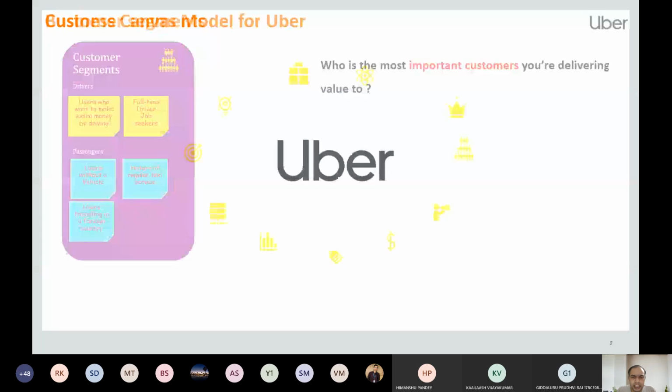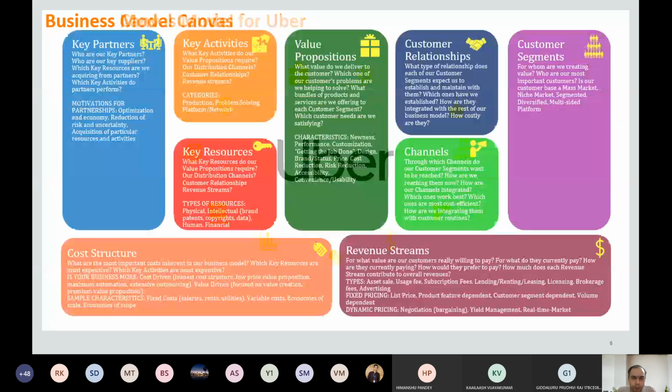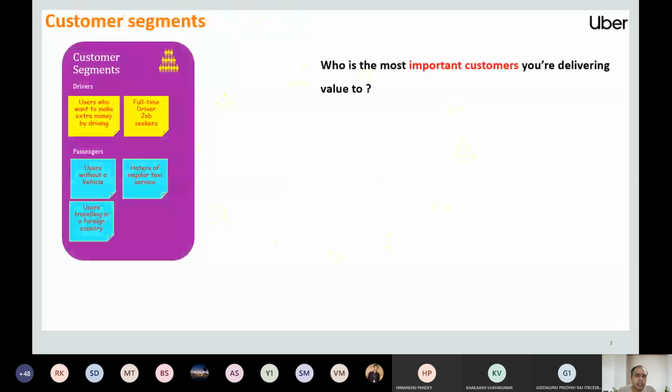Okay, so let us move one by one. I'm trying to fill the boxes one by one, for easy understanding. In customer segments, we are going to focus on who is the most important customer we are delivering value to, because I told you business is all about delivering value to customers. In the case of Uber, there are going to be two customers. One is drivers, the other is passengers. Why is the driver considered a customer? Because Uber is just a platform which connects the drivers and the passengers. So Uber is trying to address the problems of drivers as well as passengers.